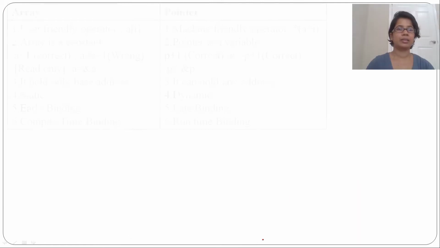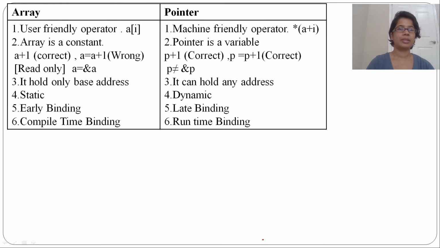So let's start next: the difference between array and pointer. Array is a user-friendly operator, you can simply write A[i], and pointer is a machine-friendly operator, A[i] you can write as *(A+i). Array is a constant. Pointer is a variable. For array you can write A+1. For pointer you can also write p+1. But A = A+1 is wrong because it cannot be updated.